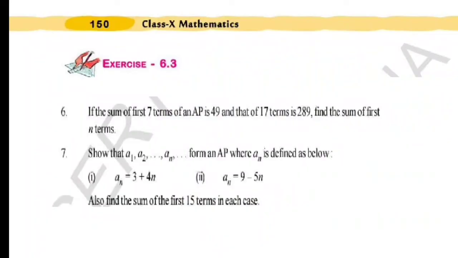Based on example 14, you can do the seventh problem. First find a minimum of 4 terms. Then verify whether the 4 terms follow the common difference or not. Definitely they will follow the common difference. Then find the sum of first 15 terms. So the seventh question is homework.